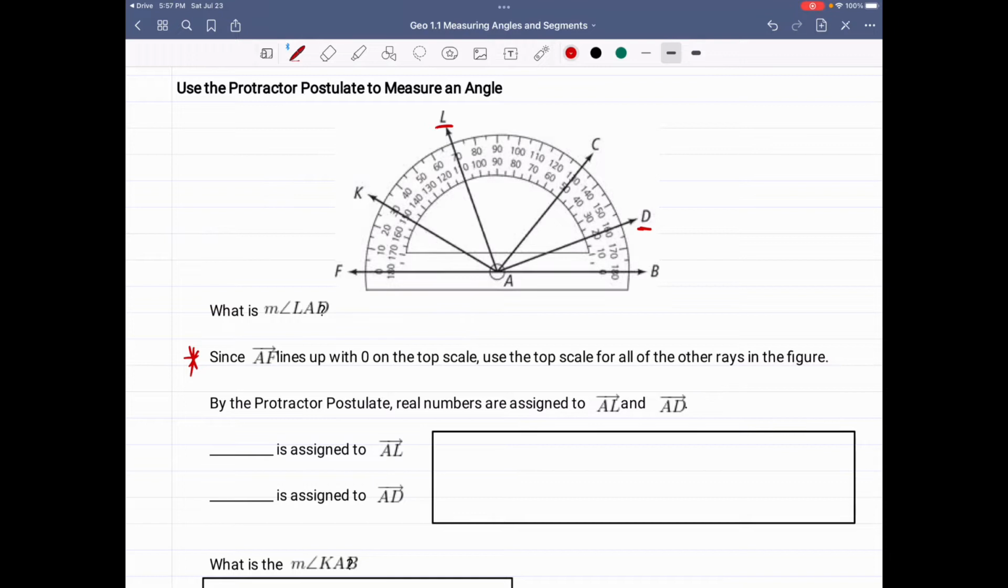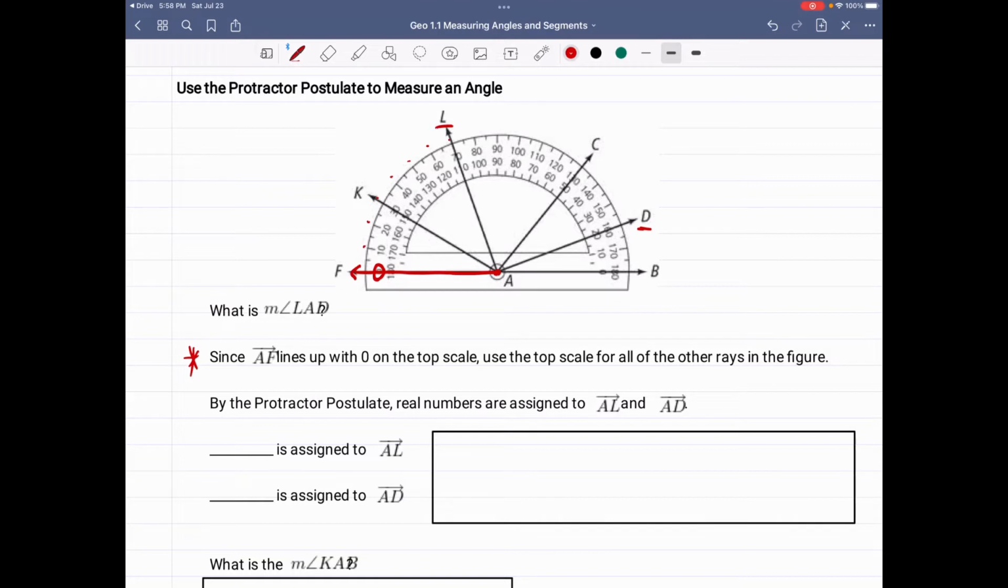Since ray AF, so AF is right here, from A to F, lines up with 0 on the top scale. So right here we have 0 on the top scale. So they mean not the inside numbers, because those are going backwards. So we're going to go 0, 10, 20, 30, 40, 50, 60, 70.